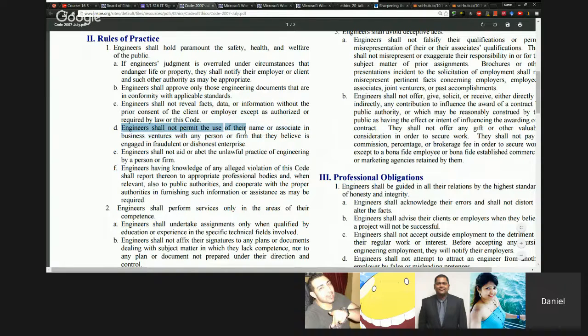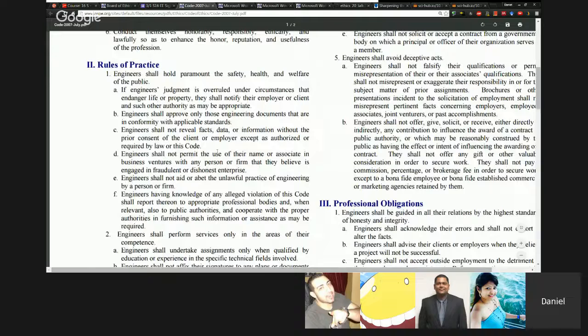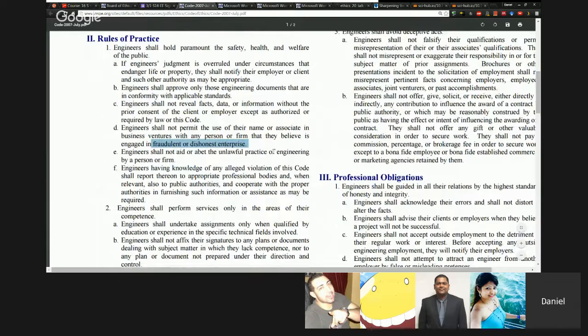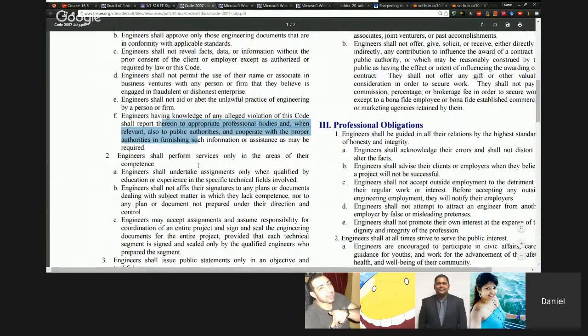Engineers should not permit the use of their name or associate their business ventures with any person or firm they believe is engaged in fraudulent or dishonest enterprise. So this has to do with the integrity of the profession, the reputation of the profession. So if you're using your name for fraudulent purposes, and that makes the whole profession look bad, you should not engage in unlawful engineering practices. I'm going to sort of skip through some of these because I don't want to read them all.